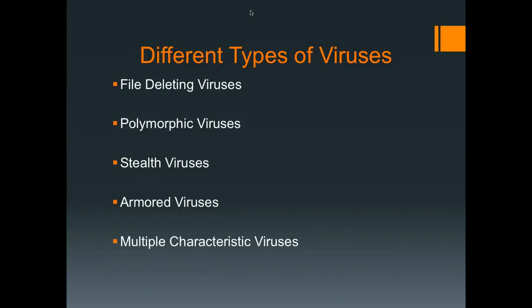An armor virus is a type of virus that is designed and written to make itself more difficult to detect or analyze. And then you have multiple characteristic viruses that are made up of a whole collage of different viruses, and they have a lot more capabilities than some of the other ones, and they can be pretty damaging.